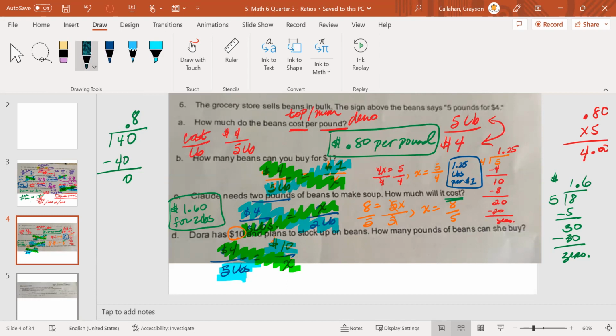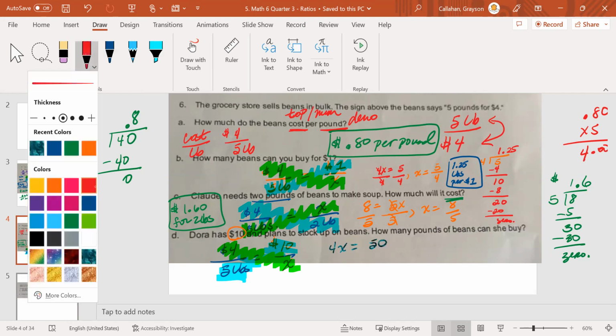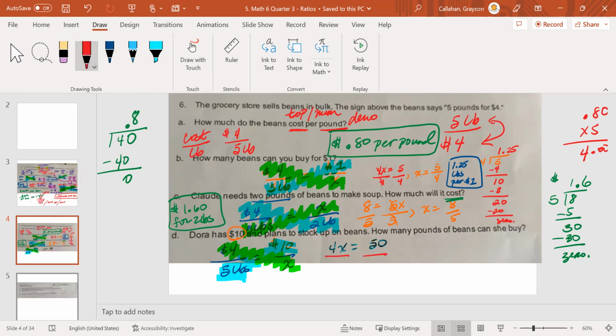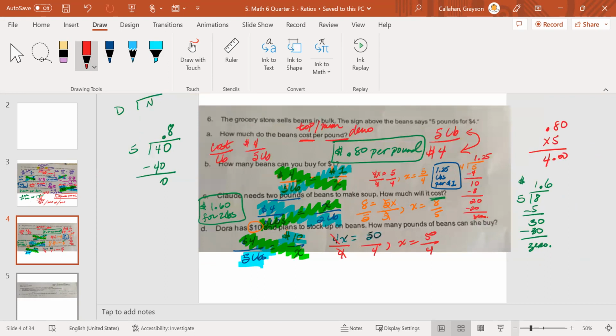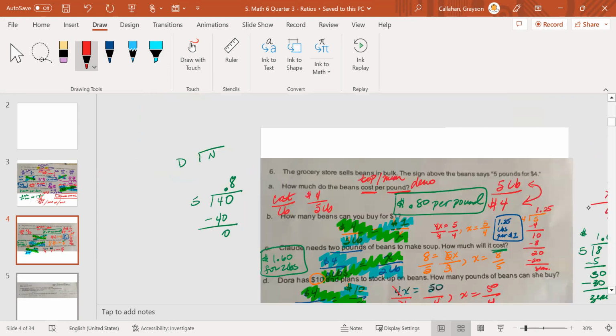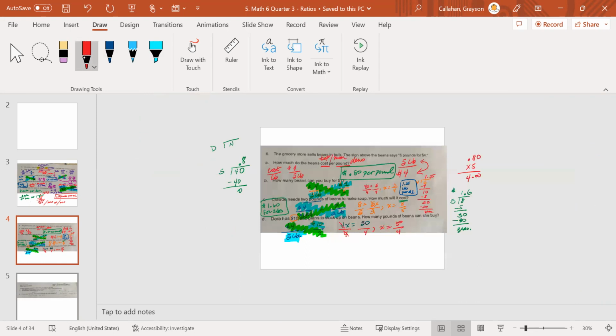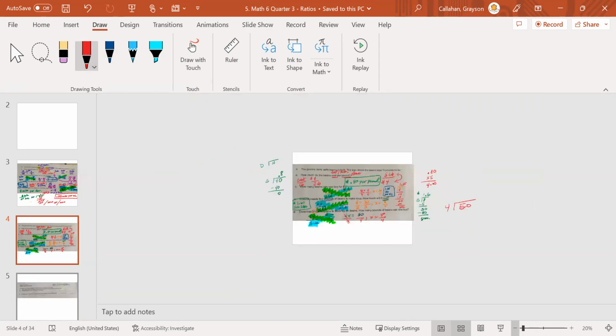So 4 times X is 4X. 5 times 10 is 50. Which one do I divide? It's the number by the X. Yep, that part cancels. So X is 50 divided by 4. You've got to do a little bit of work on the side, right? So 50 goes on the inside, and 4 goes on the outside, right?